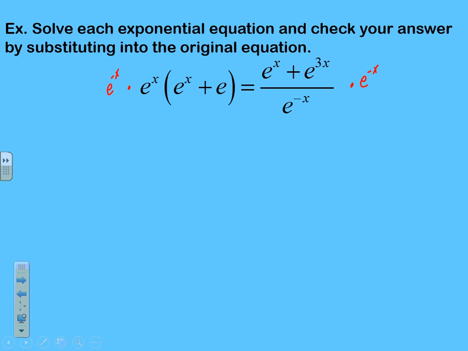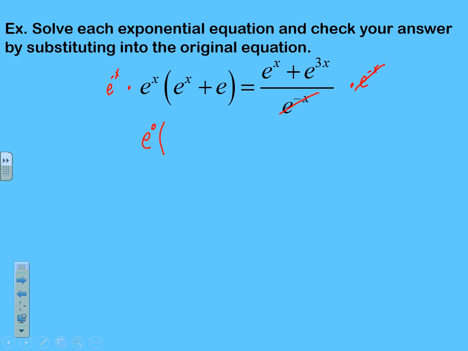Now, let's take a look at the right side first. The e to the negative x power in the denominator and in the numerator just simplifies to 1. And on the left side, we have e to the negative x power times e to the positive x power. Because the bases are the same, we add the exponents together, which gives me e to the 0 power. So let me go ahead and rewrite the rest of the problem with what we've changed.